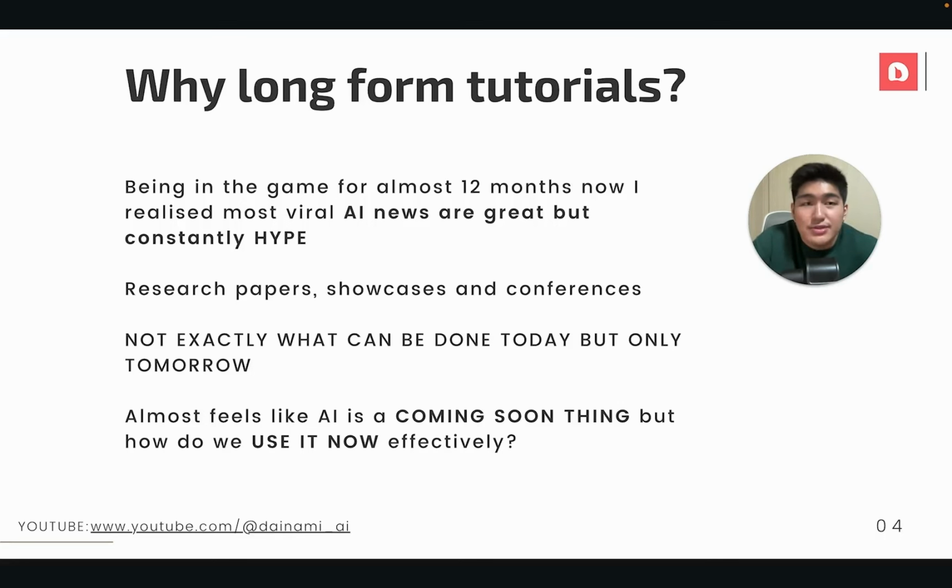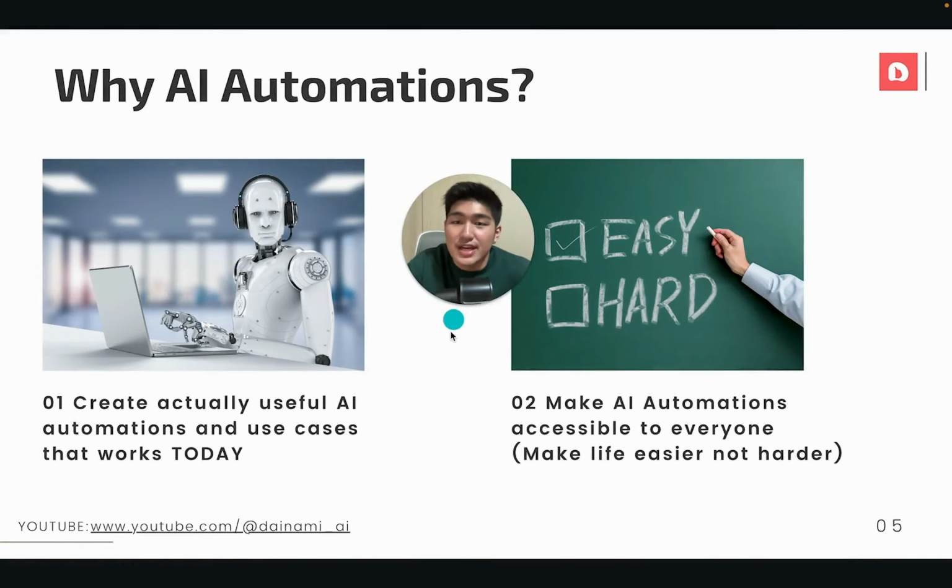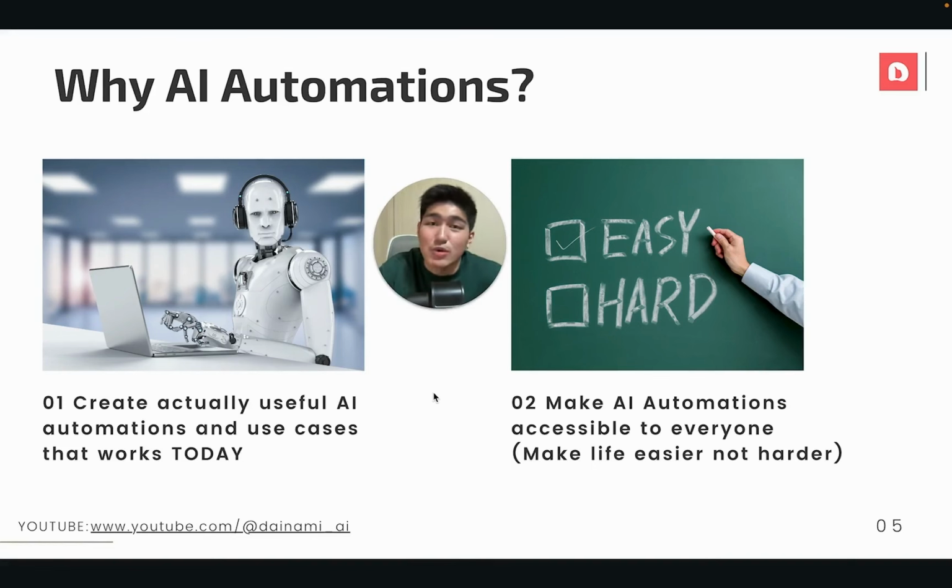And so why am I doing that, right? So being in the game for almost 12 months now, I realized that most viral AI news are great, but they are constant hype, right? Research papers, showcase, and conferences, they're not exactly what can be done today, but only tomorrow. It almost feels like AI is a coming soon thing all the time, but how do we use it now effectively? And so essentially, I want to be able to create actual useful AI automations and use cases that work today, that we can use today to improve our workflows and help make our lives better.